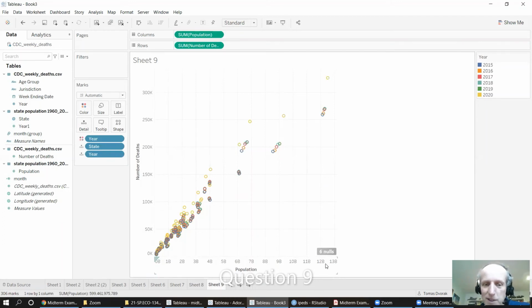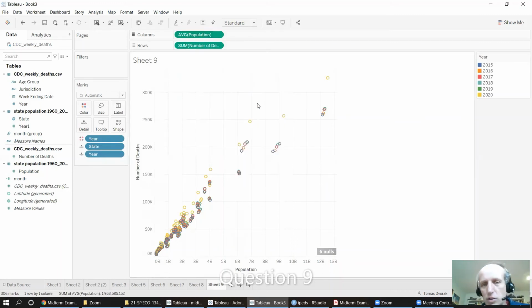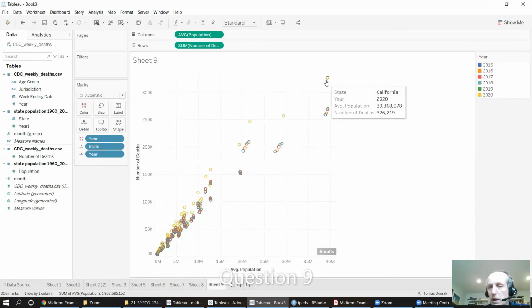And that's why it says population is like 13 billion for California. Of course, California doesn't have 14 billion people, but that's because we're adding up population multiple times. So we could change the method of aggregation to average, or even a median, minimum or maximum, and then we would have an accurate population count. And so indeed, California has about 39 million people.